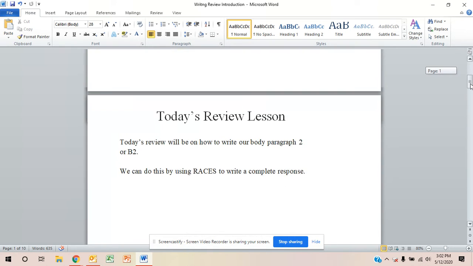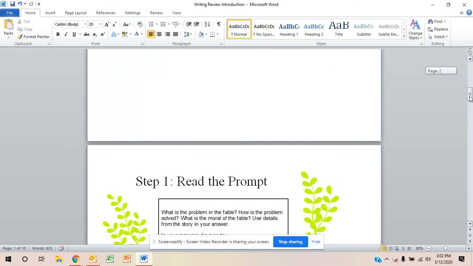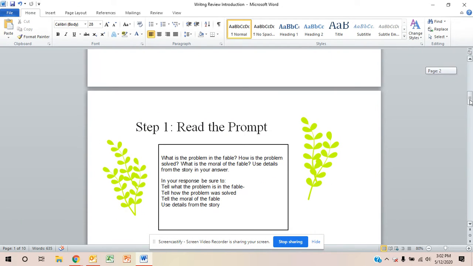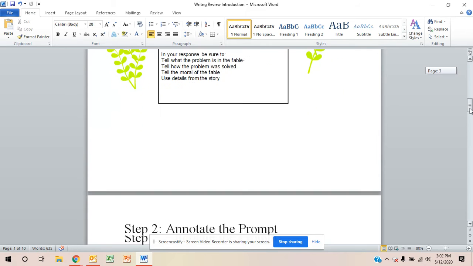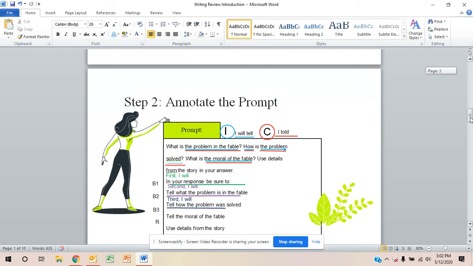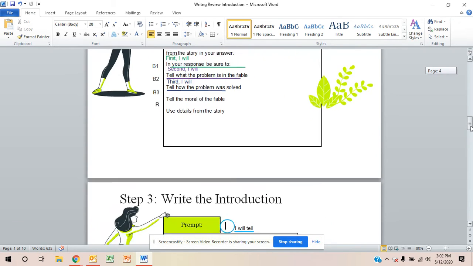Mercado. Today's review lesson will be on how to write our body paragraph 2 or B2. We can do this by using races to write a complete response. Step 1 is to read the prompt. We've already done that in weeks previous. Step 2 is to annotate the prompt. We've already done that as well.